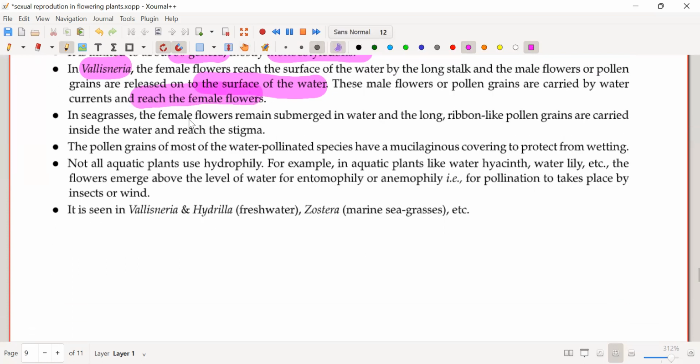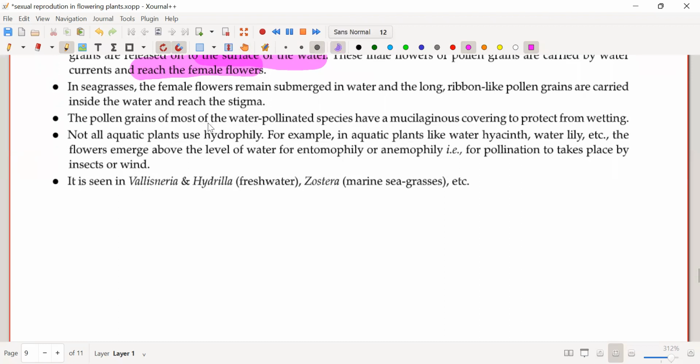In sea grasses, the female flower remains submerged in water and the long ribbon-like pollen grains are carried inside the water and reach the stigma. The pollen grains of most water pollinated species have a mucilaginous covering to protect them from wetting.